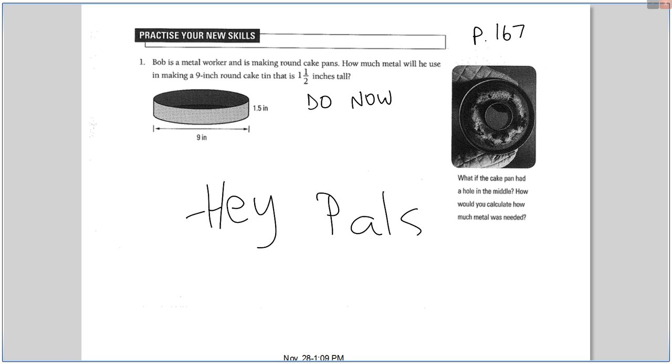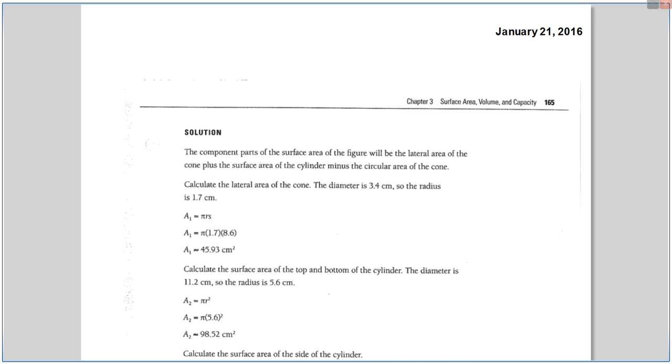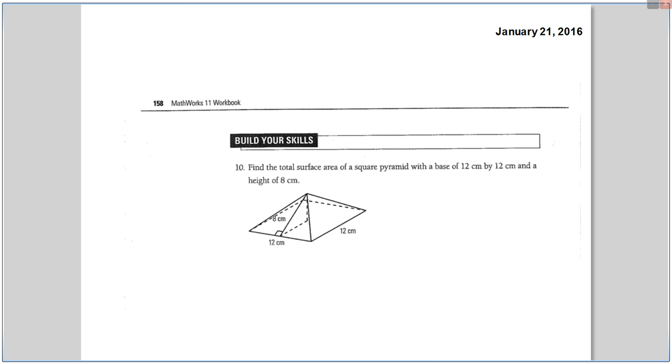Okay, so we're finished with this homework question. So put your phones away. Neither, you shouldn't have that thing out at all. Back it up to where we left off.